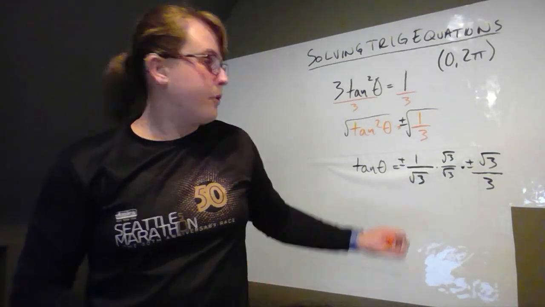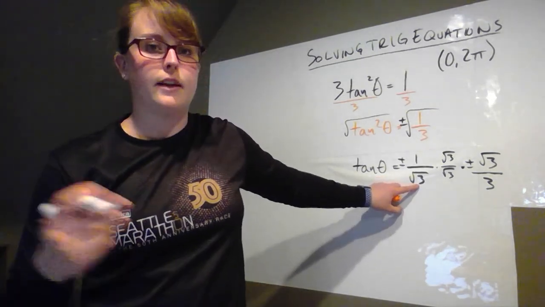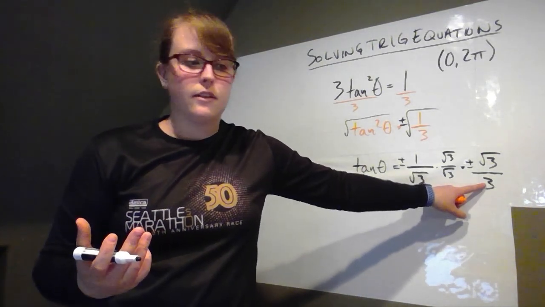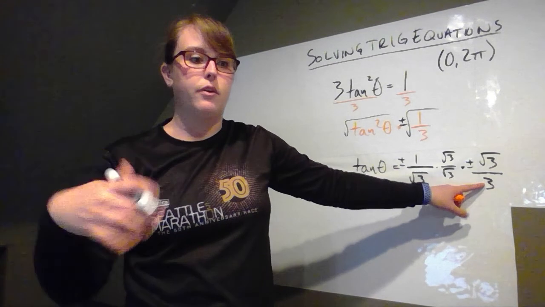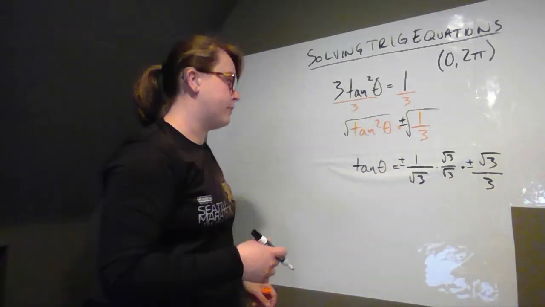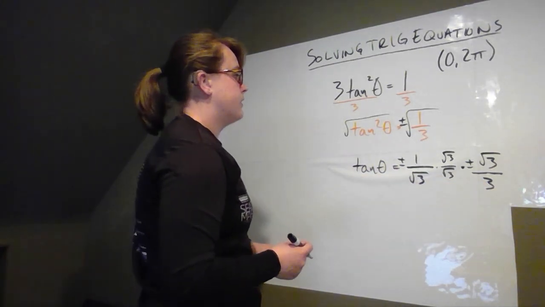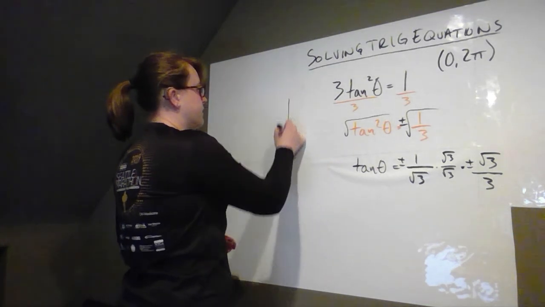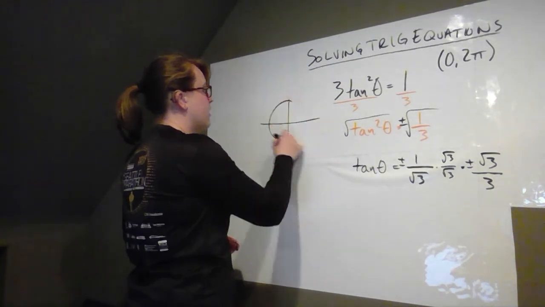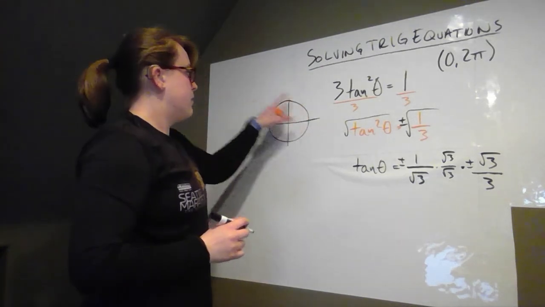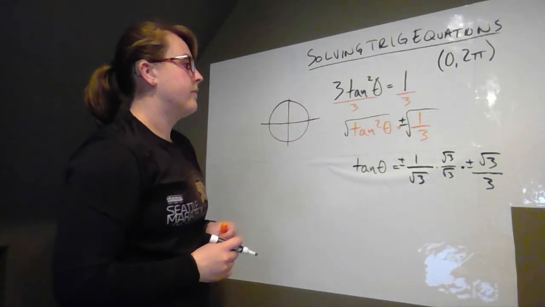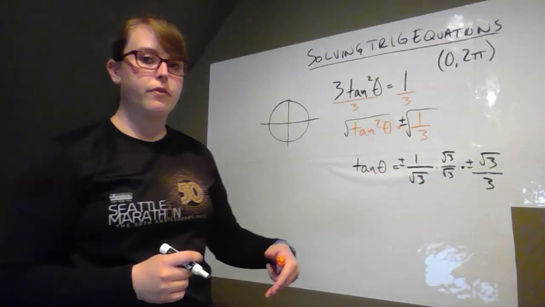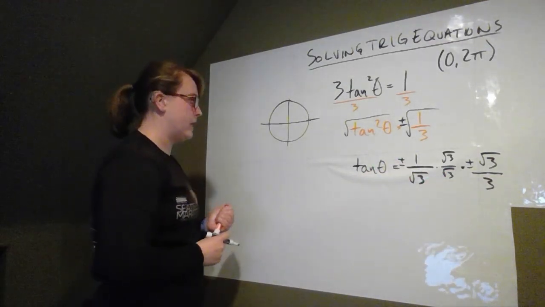So anyway, you could leave it like that. It's technically not rationalized. If we switch it to be like this, it makes a little bit more sense when we go to the unit circle here, which we are going to do. So here we go. We want to find values in the unit circle from 0 to 2 pi that have a value of tangent being either positive root 3 over 3 or negative root 3 over 3.